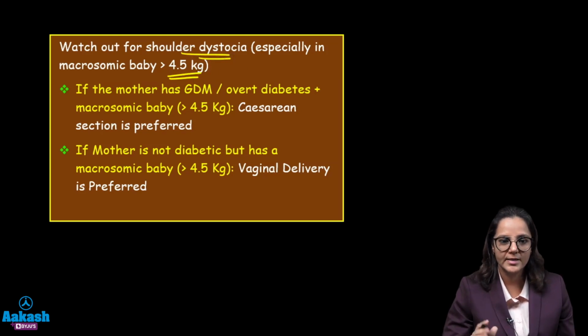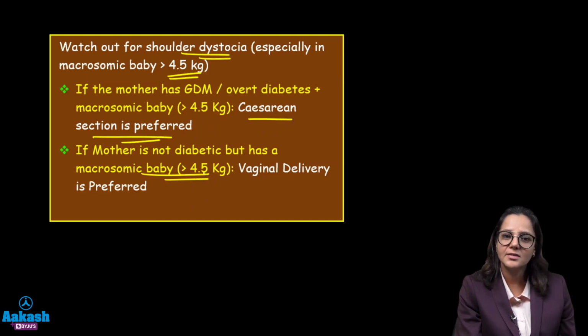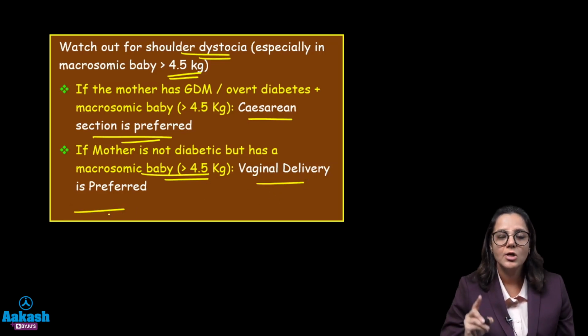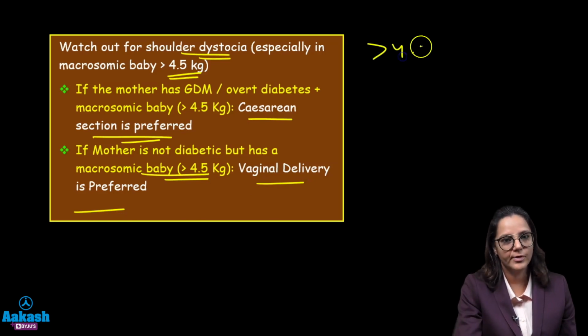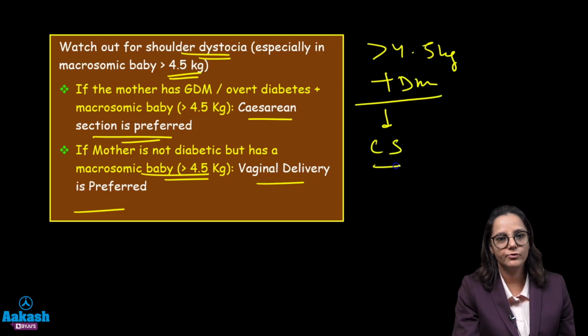There are two very sharp guidelines for this. If the mother is diabetic and she has a macrosomic baby, cesarean section is preferred and you will go ahead with that. But if the baby is just macrosomic, more than 4.5 kg, and the mother is not diabetic, neither overt diabetes nor gestational diabetes, you will go ahead with the vaginal delivery. So only when the baby is more than 4.5 kg and the mother is diabetic, both these conditions, then only you will go for a cesarean section.